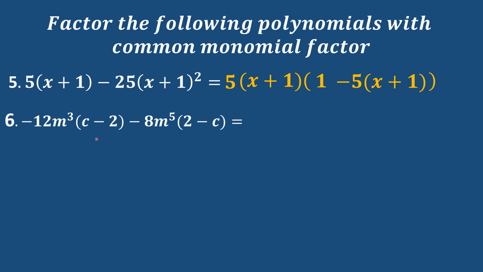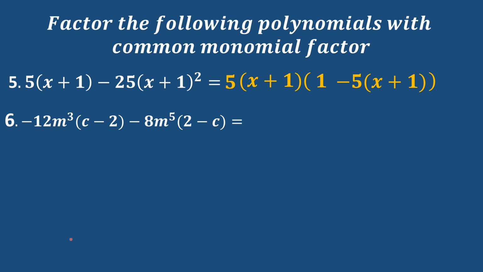If you will try to think, are the c minus 2 or the terms inside this parenthesis still common? We can only say they are common if and only if they are exactly of the same sign. The c here is positive and the c here is negative, while the 2 here is negative but the 2 here is positive. So actually they are not common, but we can still transform them into something common.